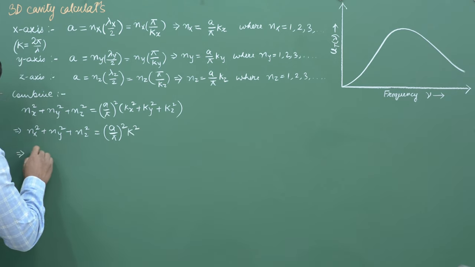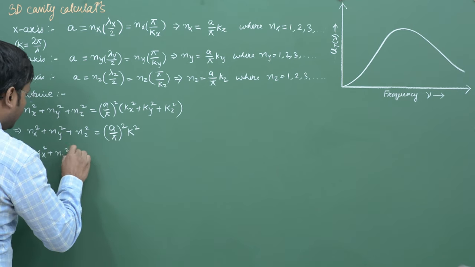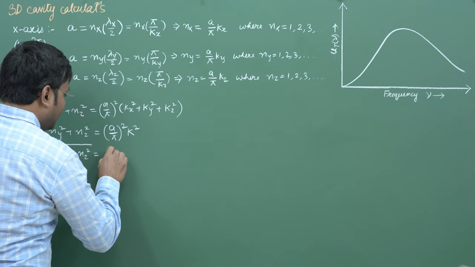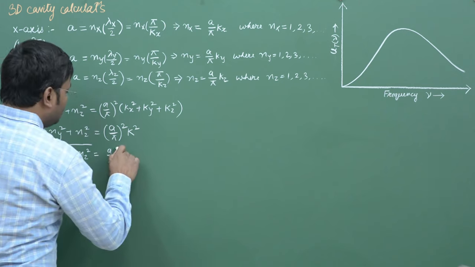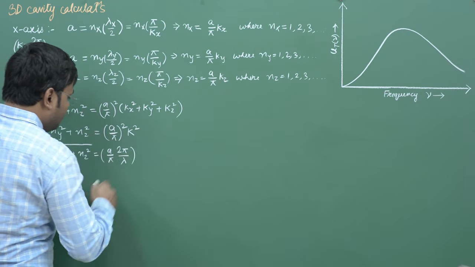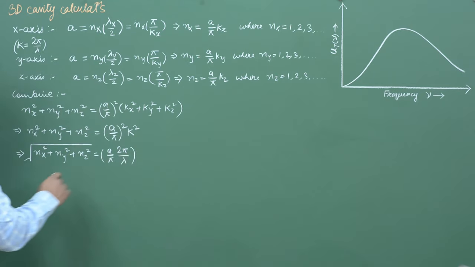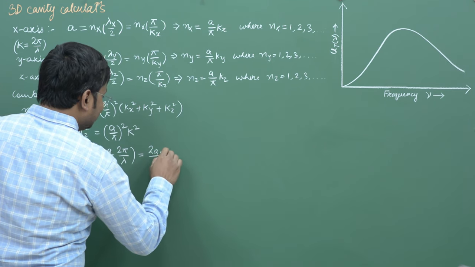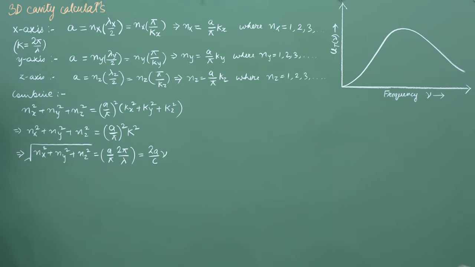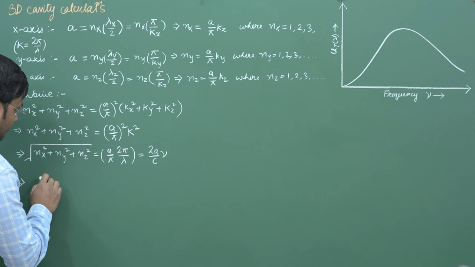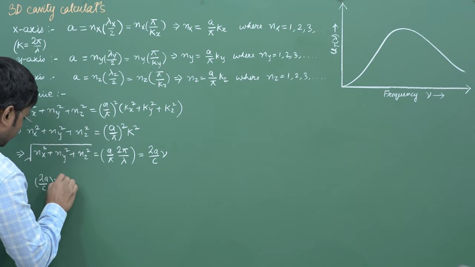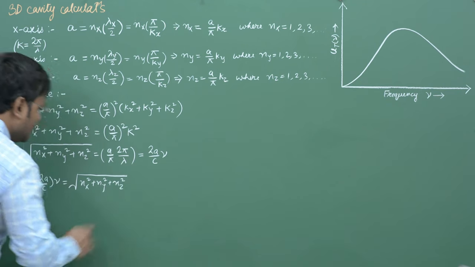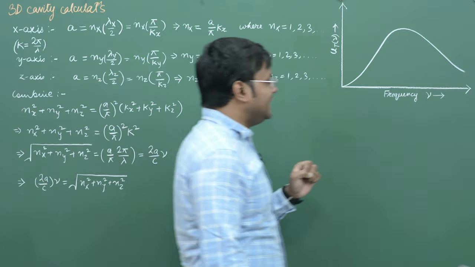All right, so I can write nx square plus ny square plus nz square is equal to, if I take the square out from the equation, I'll write this as root over, and this becomes a upon pi times k. But what is k? k is essentially equal to 2 pi upon lambda. So here pi and pi get cancelled and we are left with 2a upon lambda. And this can further be simplified in terms of frequency, since lambda is c upon nu, so this is equal to 2a nu upon c. Therefore finally I end up getting this particular expression that 2a upon c nu is equal to root over nx square plus ny square plus nz square. So this is the condition associated with the standing waves that are formed in a three-dimensional cavity.